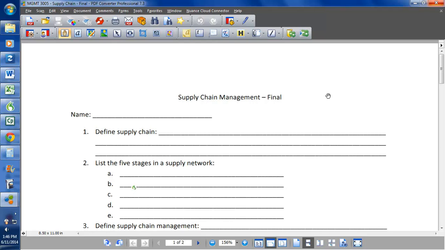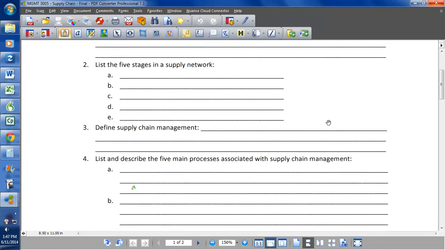Okay, so number one, define supply chain. What I'm looking for here is something to this effect. It is the interconnected network that facilitates the transfer of resources in the marketplace. I'm sure there's several definitions of it, but that's basically what I'm wanting. You don't have to have that word for word, but something to that effect. This network that facilitates the transfer of resources in the marketplace.